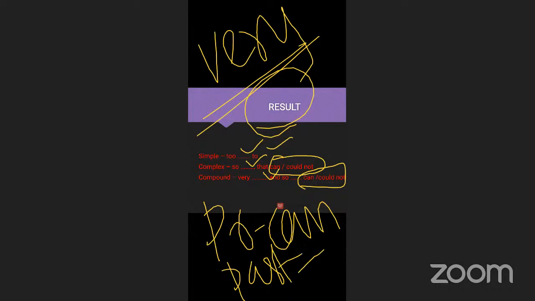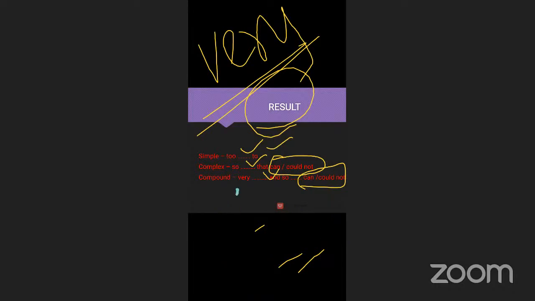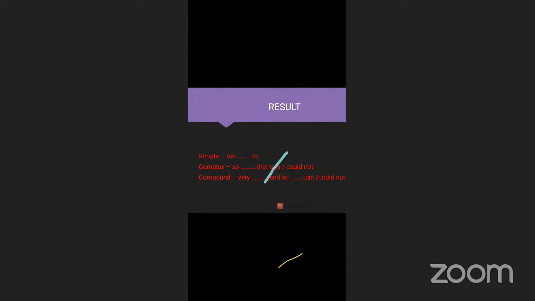In present tense we will use can. The negative is cannot. In past tense it will be could not. That is simple present and past tense only. Now see this one. We are going to see some examples.